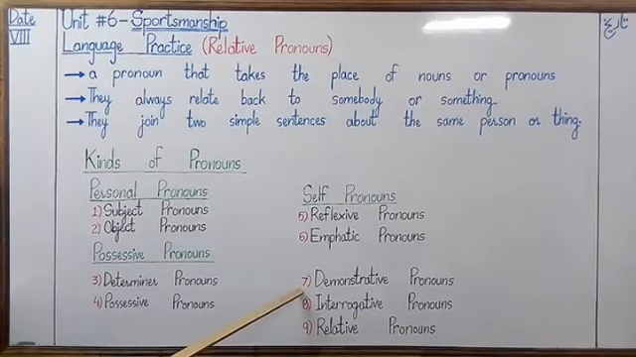Then number 7 is demonstrative pronoun: this, that, these and those. And number 8 is interrogative pronoun. When, where, who, why, what, all these are interrogative pronouns. And then comes number 9, relative pronouns, what we are discussing right now.